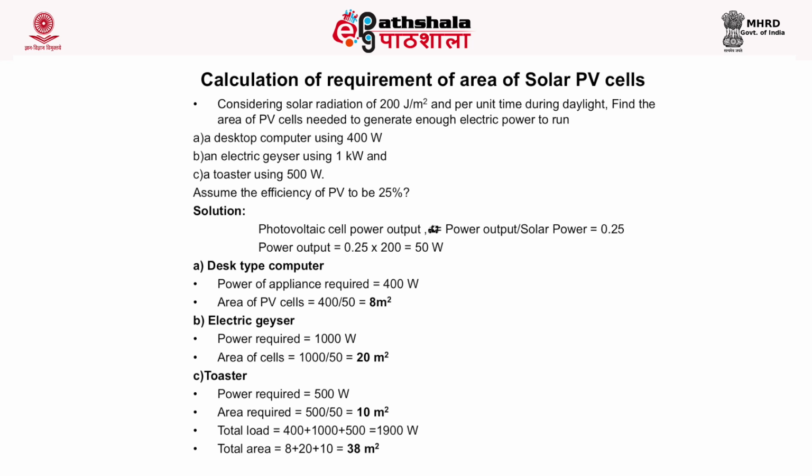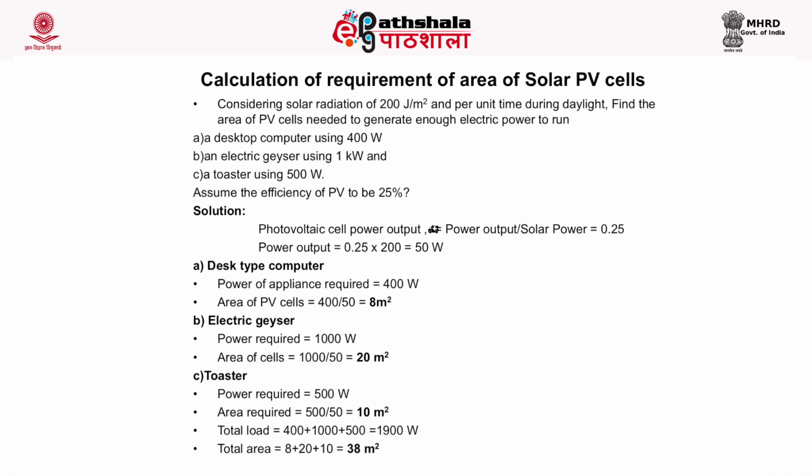And for the electric geyser using 1 kilowatt, the power required is 1000 watt, and the area of cells required is 1000 divided by 50, which gives 20 meters square. And for a toaster using 500 watt, the area of cells is 500 divided by 50, that is 10 meters square.